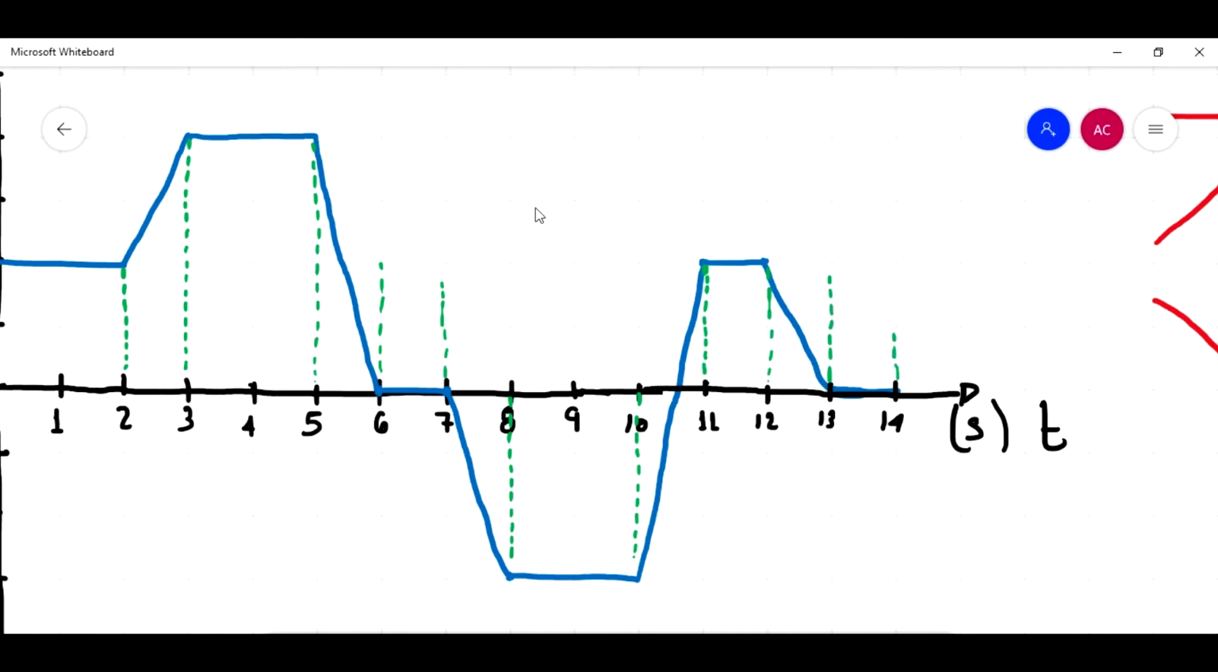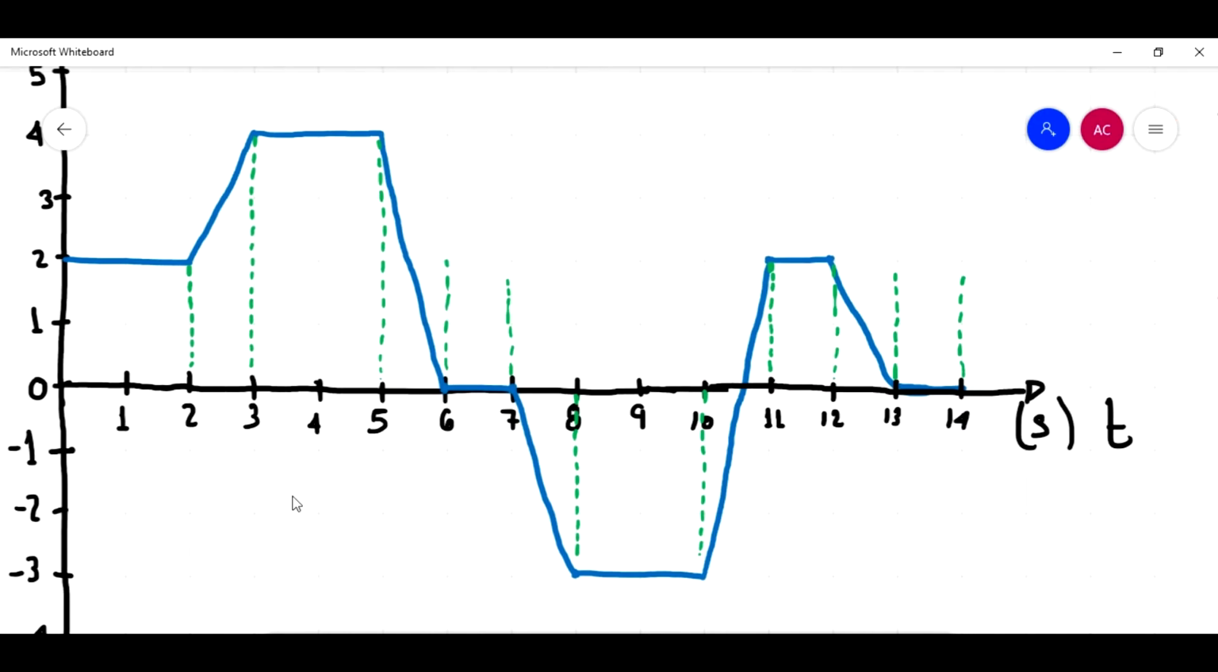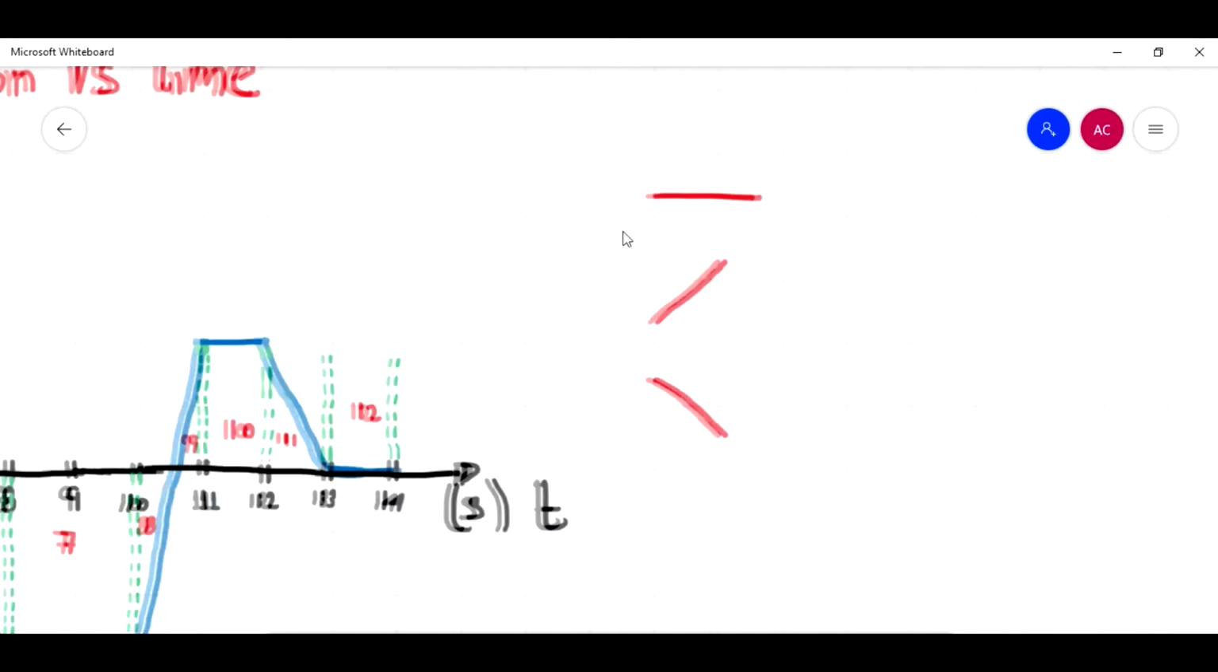Okay, I'm just separating the graph, and we can say that this is the first segment, this is the second segment, the third, the fourth, the fifth, the sixth, the seventh. We can separate this in two: the 8th, the 9th, the 10th, the 11th, and the 12th. Okay, so very important.